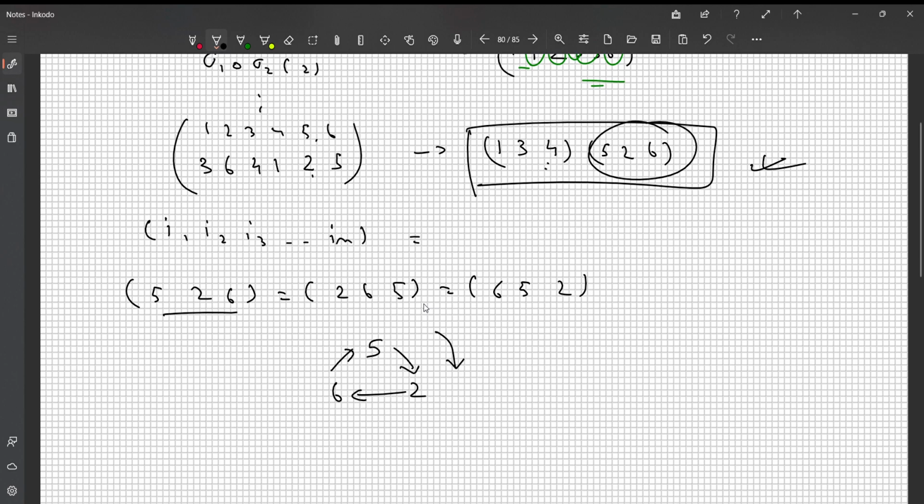So you have 5, 2, 6, right? So you write 5 here, you write 2 here, you write 6 here. So 5 goes to 2, 2 goes to 6, 6 goes to 5. So if you rotate it in any way in the clockwise direction, you will get the same permutation, right?